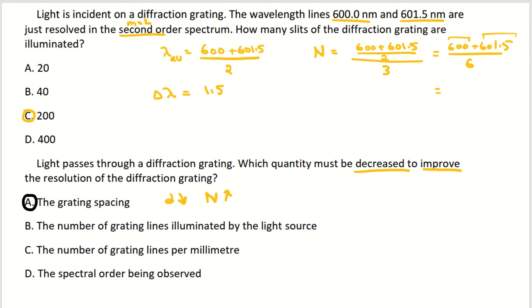If you would like to continue through the givens, he's saying the number of grating lines illuminated by light. No, this one basically, if I decrease N, this will decrease the resolution. So this is opposite to this one. The number of grating lines per millimeter. So I'm decreasing this, which will increase d because d is 1 over x. The spectral order being observed. So if I increase m, basically the resolution is going to increase. So basically it's only A.